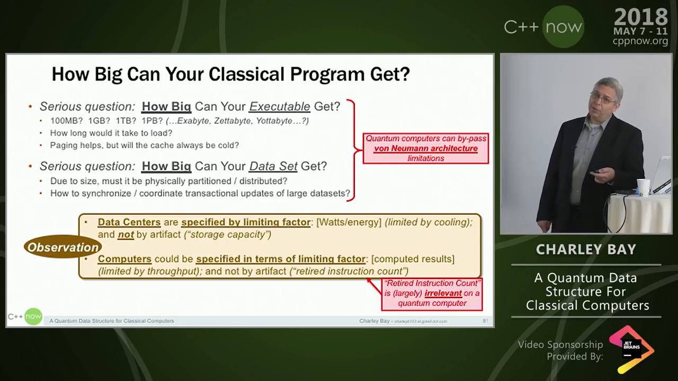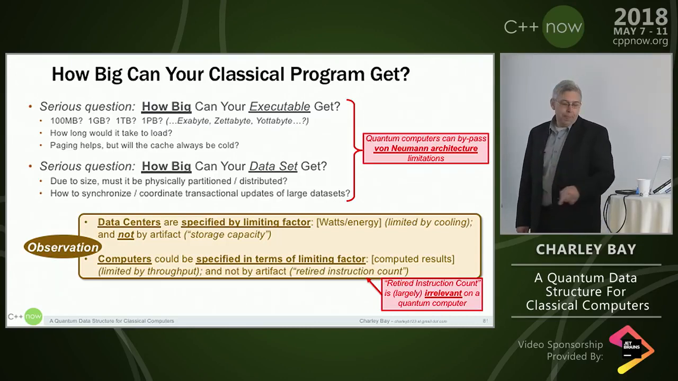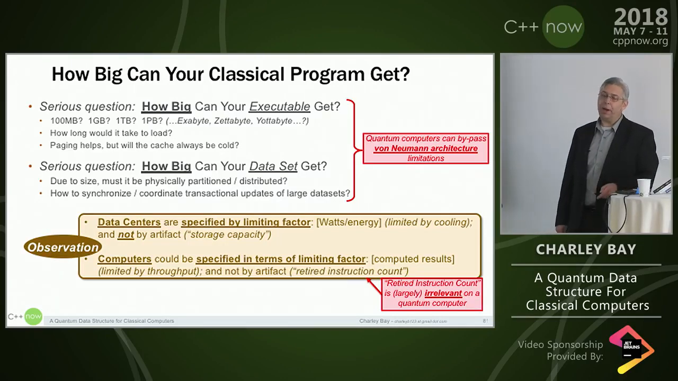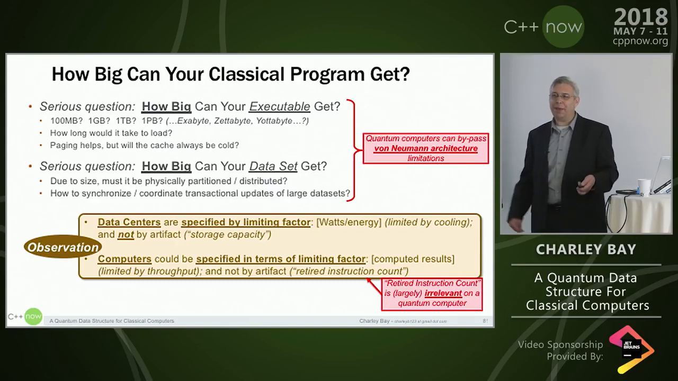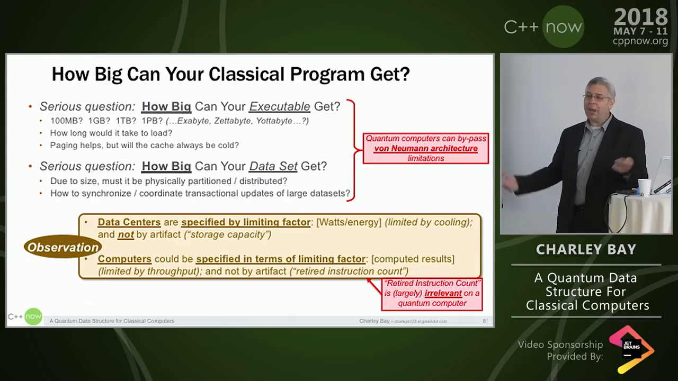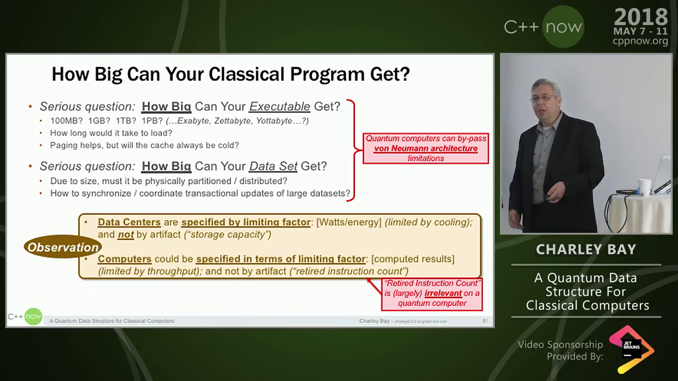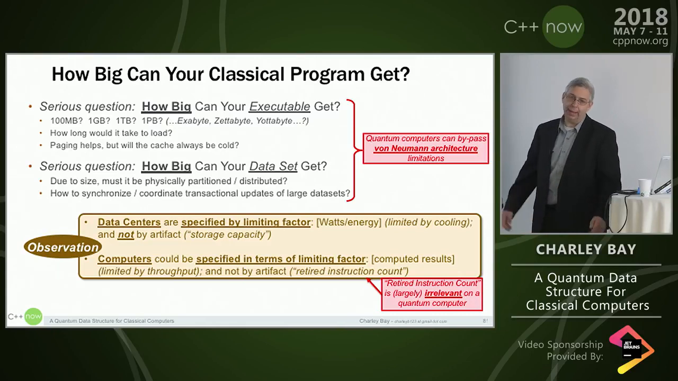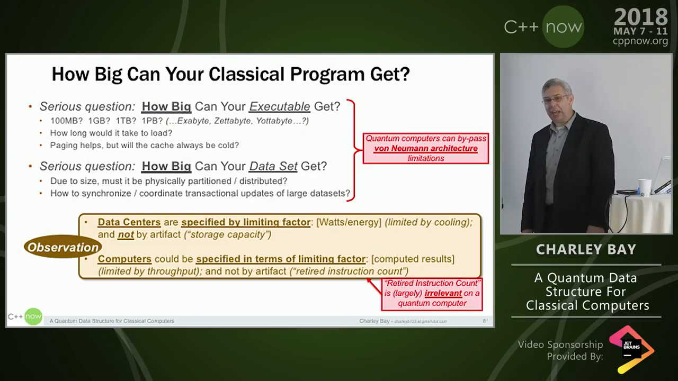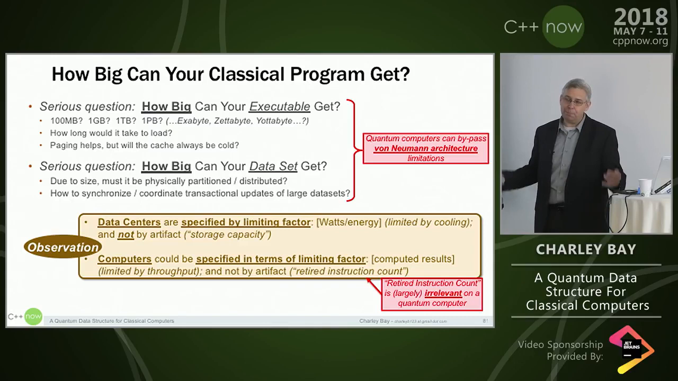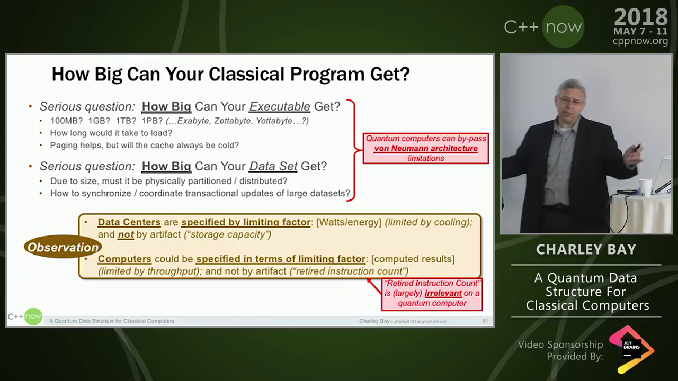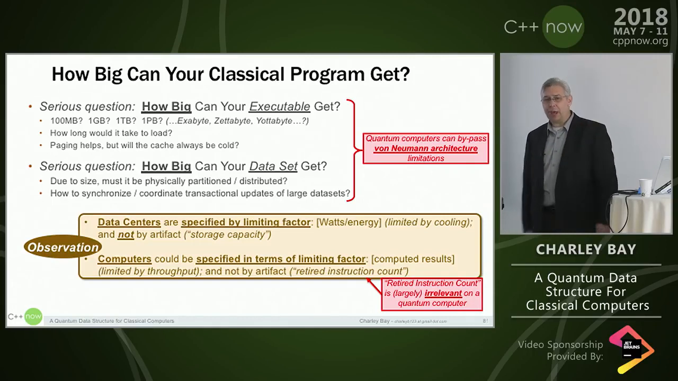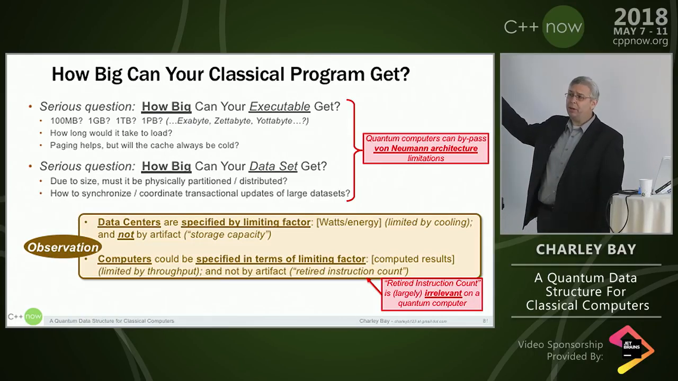There is a practical limit, and this is kind of a fun slide, just food for thought. How big can your binary executable get? There's a point at which you're going to have to partition across nodes. Oh, it can be infinitely big? That's not true. Your cache is always going to be cold. How are you going to load that thing? You can't have an infinitely big executable. How big can your data set get? You're not going to have an infinitely big data set. How are you going to track it? You're going to have to partition it, then do transactional updates. It gets to be a disaster. This is not going to scale linearly to infinity.